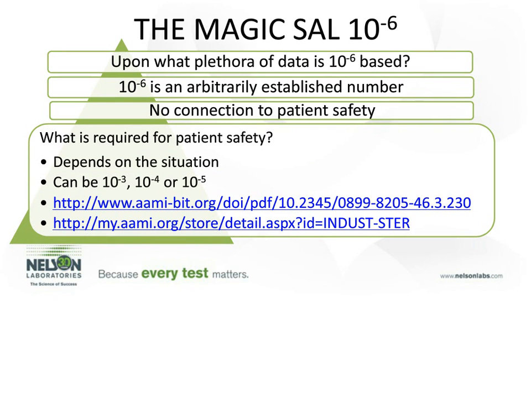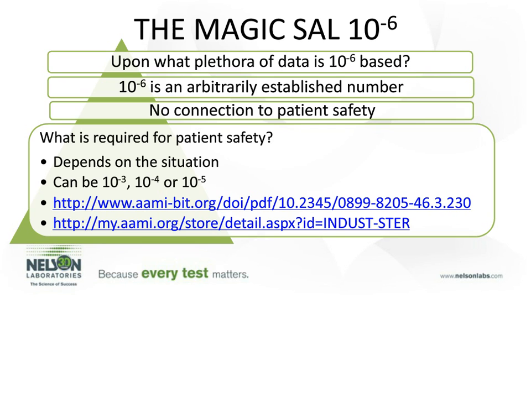So we want to talk a little bit about the SAL 10 to the minus 6 number. The question I frequently ask is, upon what plethora of data is the 10 to the minus 6 requirement based? And when you dig into the history behind that, it was a completely arbitrarily established number. 10 to the minus 6 corresponds to a 1 in a million probability of a non-sterile product, and 1 in a million sounds like a great number, but there really is no data or no testing behind that to show that 10 to the minus 6 is the required number.